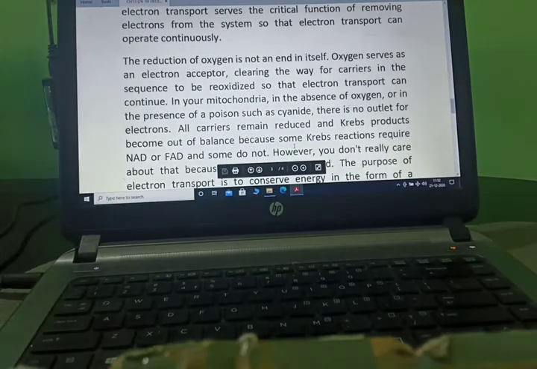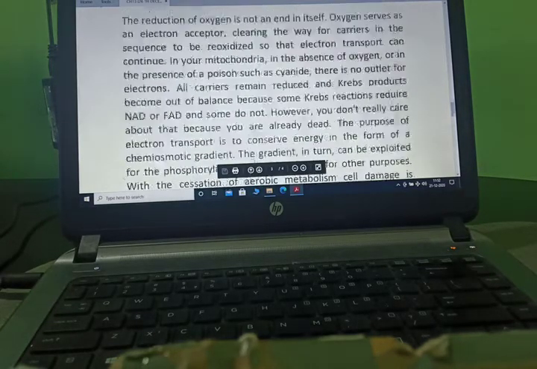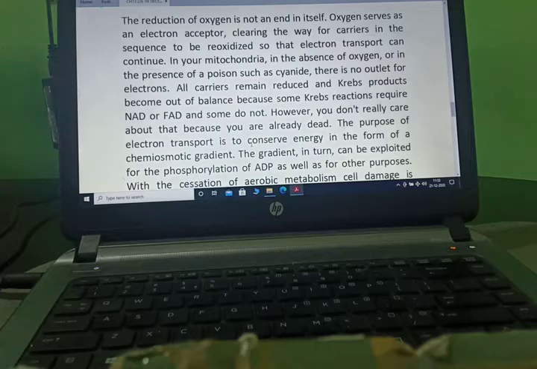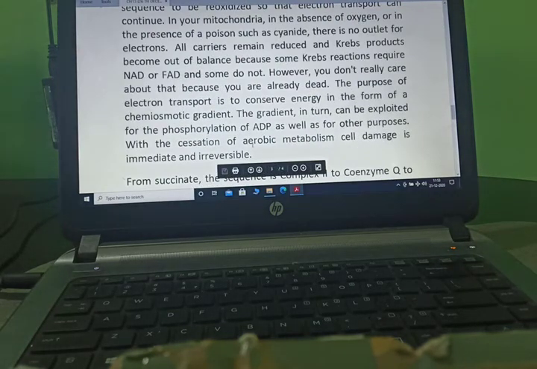The reduction of oxygen is not an end in itself. Oxygen serves as electron acceptor, clearing the way for carriers in the sequence to be reoxidized so that electron transport can be continued. Otherwise all carriers remain reduced and Krebs products become out of balance, because some Krebs reactions require NAD or FAD and some do not. However, you don't really care about that because you are already dead.